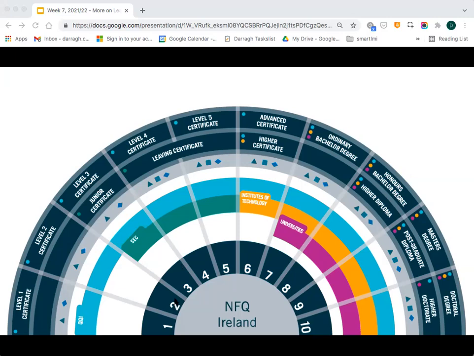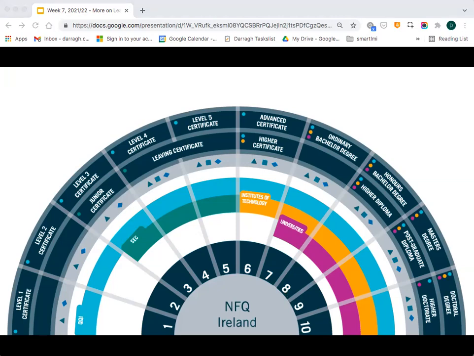Sorry, the name escapes me for a moment, the qualification... Sorry, you might have to look it up yourself. The name has escaped me. But the QQI is the national body inside Ireland responsible for outlining, explaining, and categorizing qualifications and awards in the Irish education system.